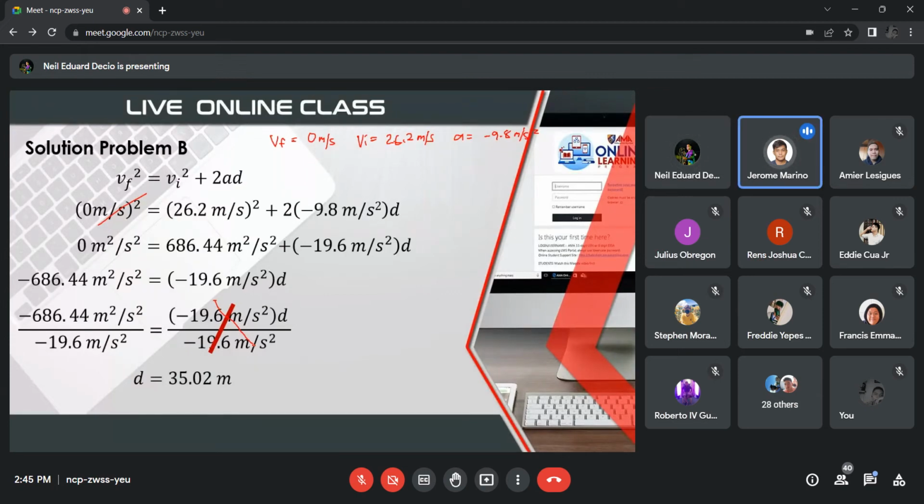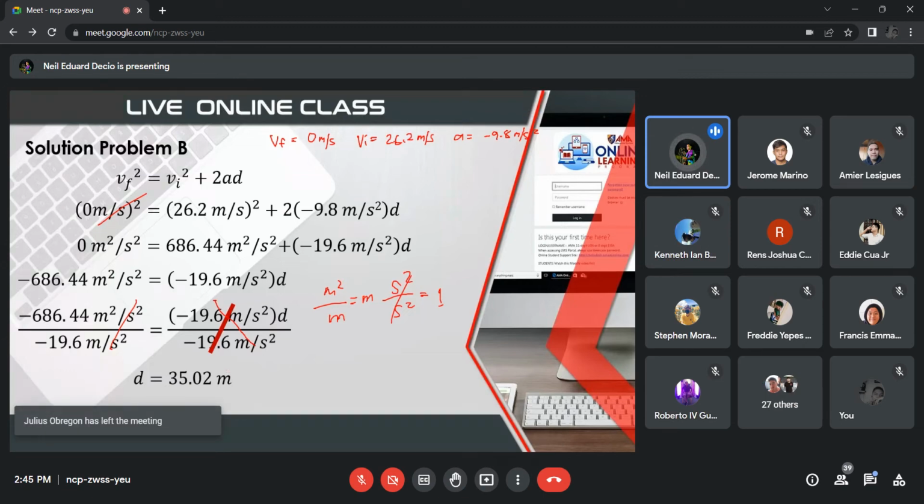Sir, how did the m squared become m? Okay, so this would be cancelled out. S squared divided by S squared is 1. It disappears, this would be equal to 1. Then, m squared over m is m. 1 times m is just m. The same thing happens with our units. When you divide, we also divide the units.